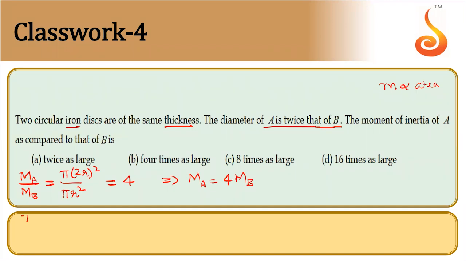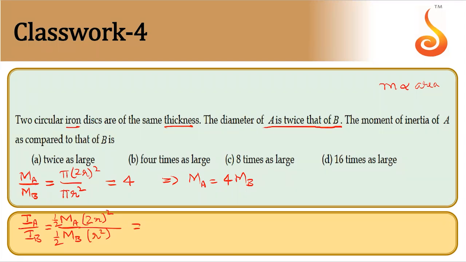Now IA by IB is equal to MA by MB into, see, the moment of inertia of a disk. They are disks, so it should be half mr square. So the half also gets cancelled, that's why I had not written it. For your clarity, I am writing this. So the area is what? 2r square. This is r square.